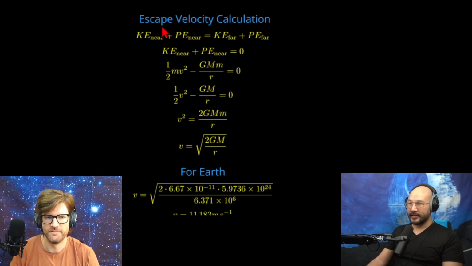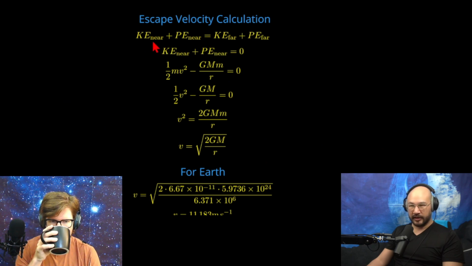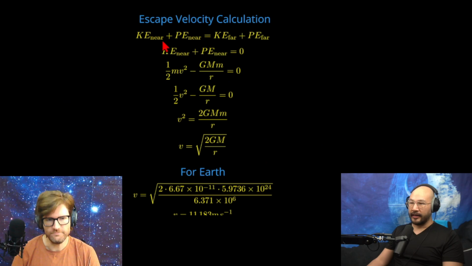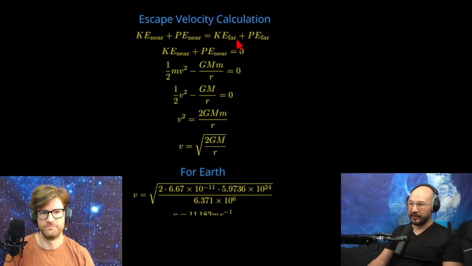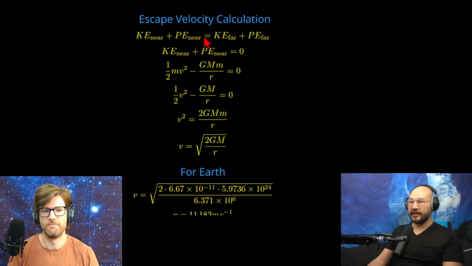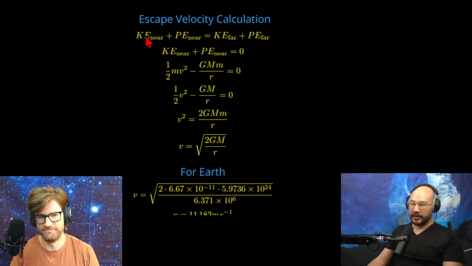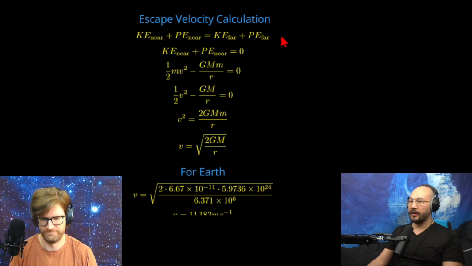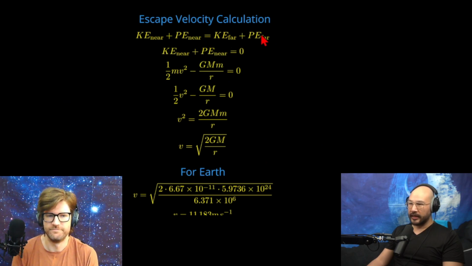So this is the escape velocity calculation. We have kinetic energy near the surface of the Earth, and that's equal to the potential energy when you're far. We're doing conservation of energy, so we're going to change the energy of movement into the energy of being far away from a planet. You compare when we're near the surface versus when we're far.